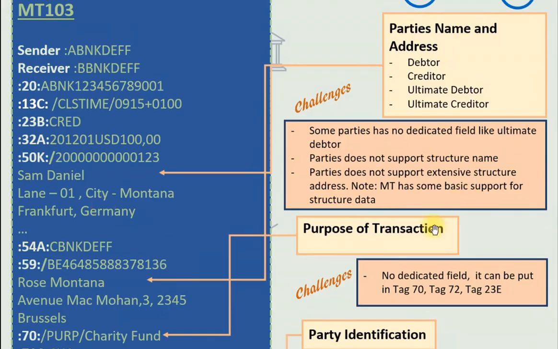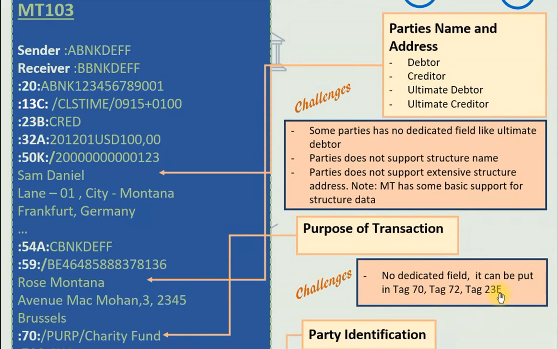Then the next thing is the purpose of transaction. This is one of the important things for the bank or for regulatory purposes, that some kinds of transaction need additional documentation. Various countries say that if you are sending funds for charity, some kind of validation or additional paperwork is required. This information is typically sent in tags 70, 72 and 23 in the current MT world.